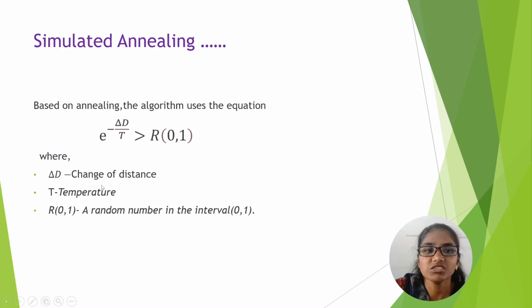Here, d is the change of distance. When we throw the ball, it first reaches some distance, a local minimum, and after some time it reaches its global minimum. In that time, it varies its distance. Here T is the temperature, and R is a random number. The probability always lies between 0 and 1, so it may be 0, 0.1, 0.2, 0.3, and so on until it reaches 1.